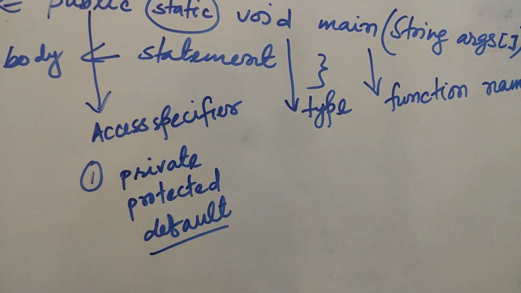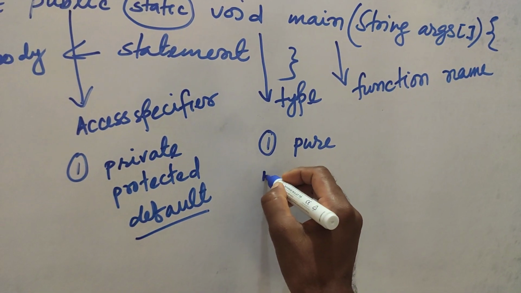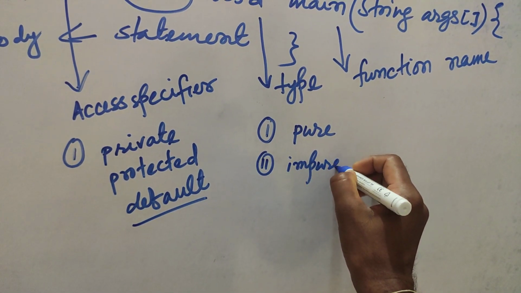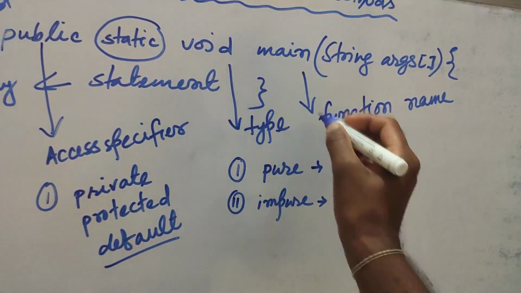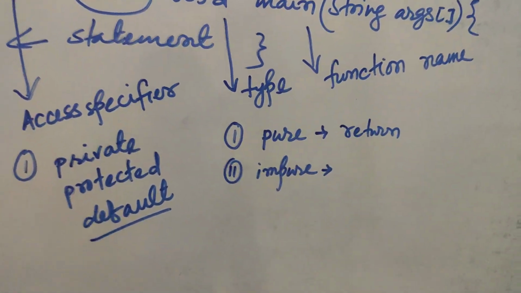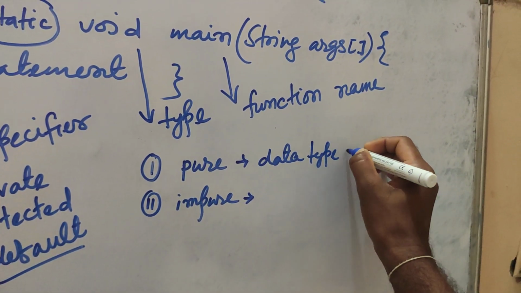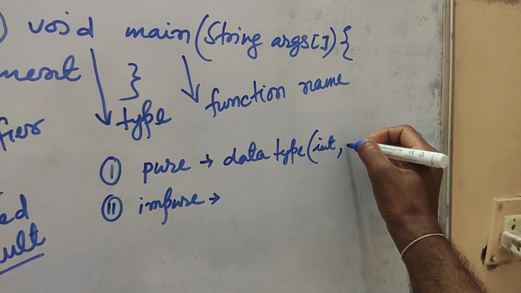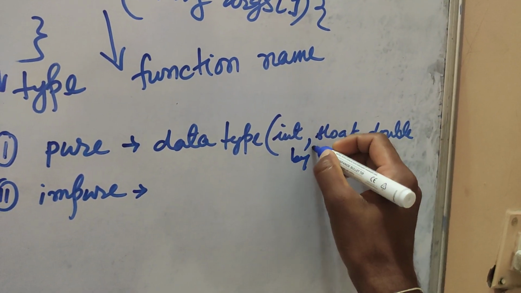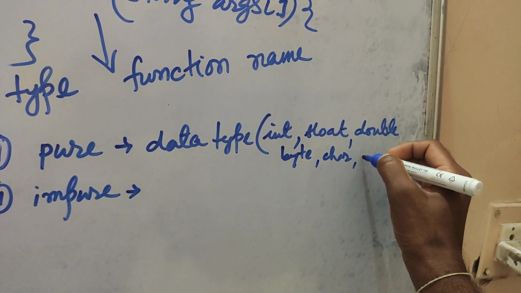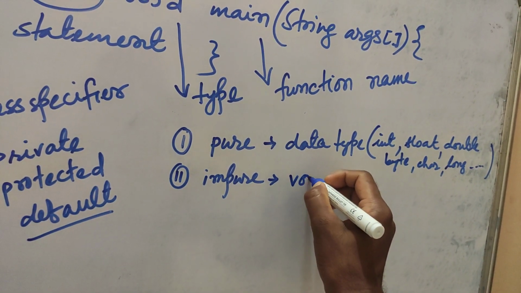Then void. Functions are of two types: one is pure, another is impure. If pure, then instead of void the return type should be there, a data type. Data type means the function type should be int, float, double, maybe byte, maybe char, long, and it can be String also. Impure is always void.